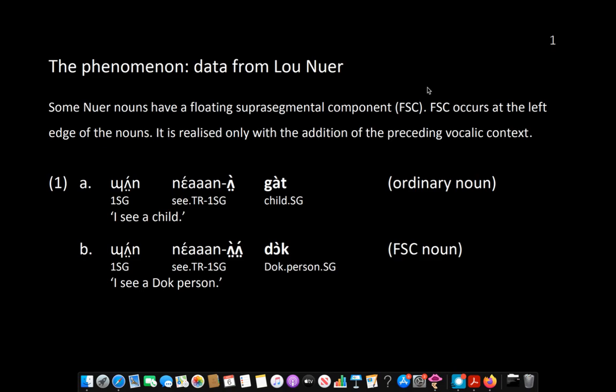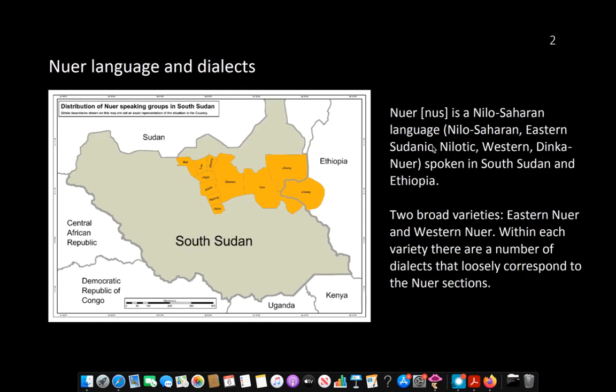Now, before I go into the description of FSC, some background information on Nuer is in order. Nuer is a Nilo-Saharan language of the Dinka Nuer subgroup, spoken in South Sudan and Ethiopia. It has two broad varieties: Western Nuer, spoken by the sections at the western part of the Nuer territory in South Sudan, and Eastern Nuer, spoken elsewhere in South Sudan and in Ethiopia. Within each variety, there are a number of dialects that loosely correspond to the Nuer sections.